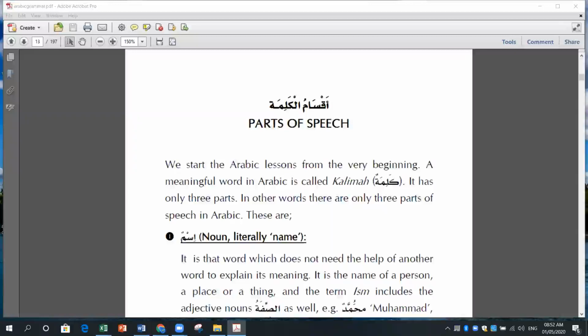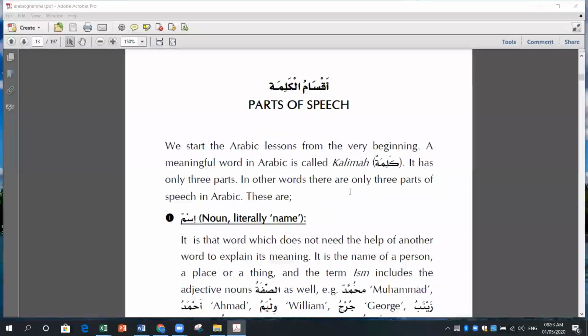Okay. So, Vinita, how many parts of speech did we discuss last time? How many parts of speech are there? There are three parts of speech in Arabic grammar: ism, fi'l, that is verb, and then harf, which is particles, prepositions, and conjunctions. Okay. And we discussed that a major part of the grammar is ism.